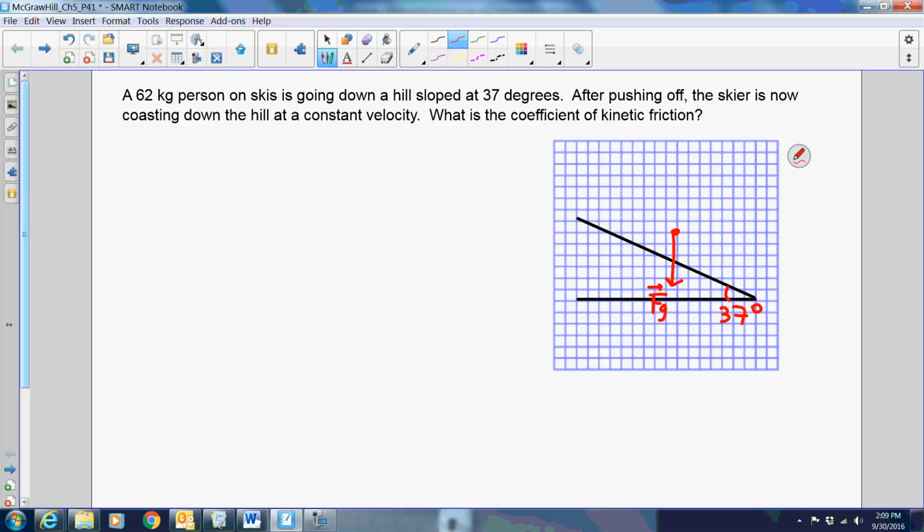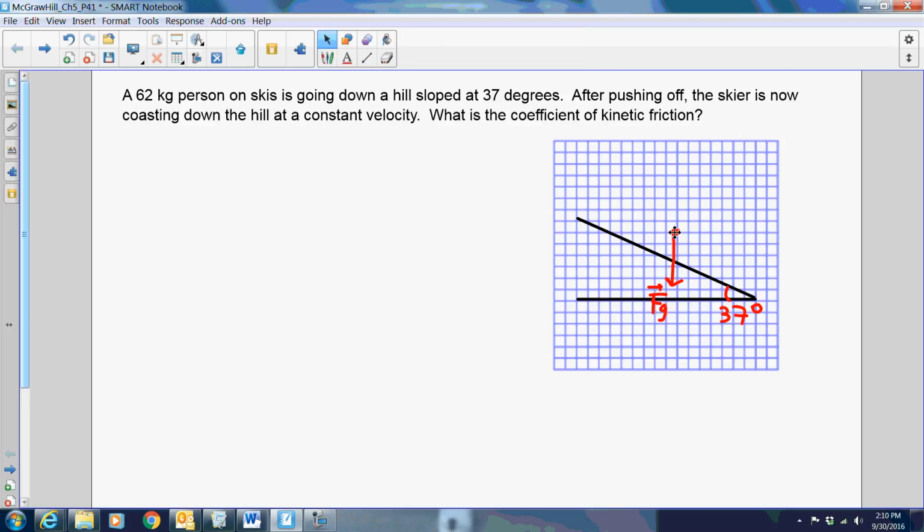It's asking about friction, so we must be considering friction. Sometimes we ignore it, but I'm going to draw that. Because the skier is not applying a force anymore, she's not pushing off the ground, she's just coasting, there are really only three forces to consider here. Gravity, that's what keeps her moving down the hill. Friction, which resists her motion down the hill. And then the normal force, which resists her falling down through the center of the earth.